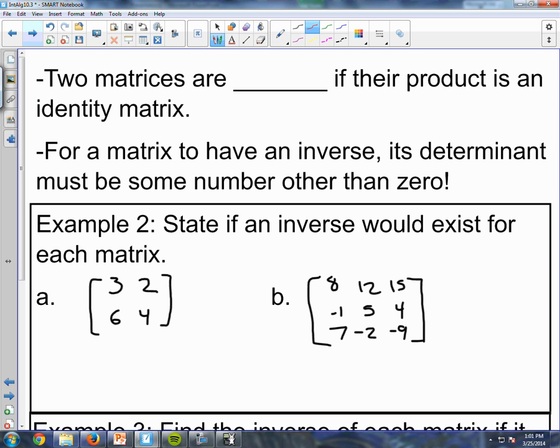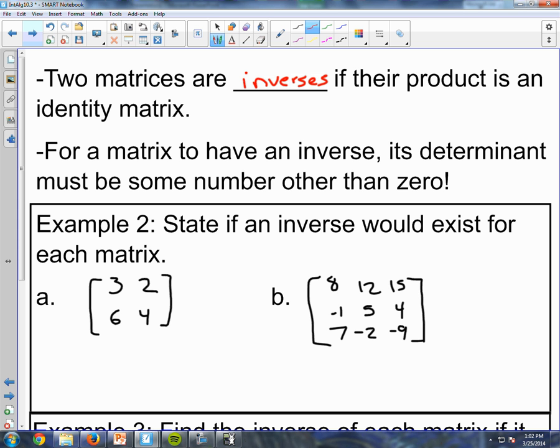Two matrices are inverses if their product is an identity matrix. So when you multiply them, you get the identity matrix. And if they're inverses, that's like addition and subtraction. They undo each other. It's like division and multiplication. They undo each other. Like a square root and a square undo each other.